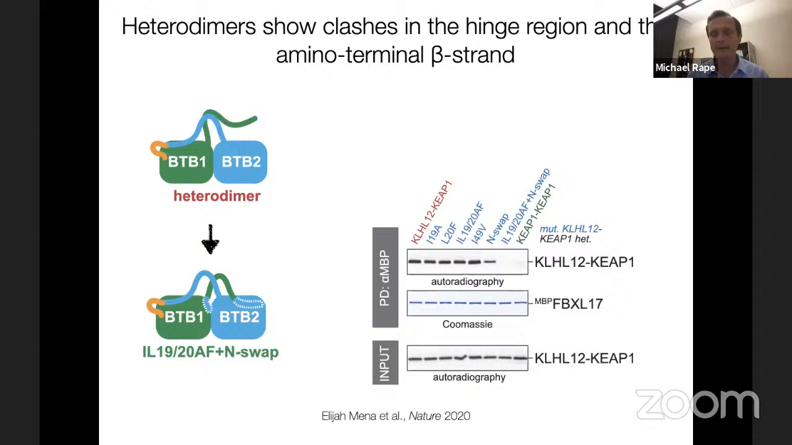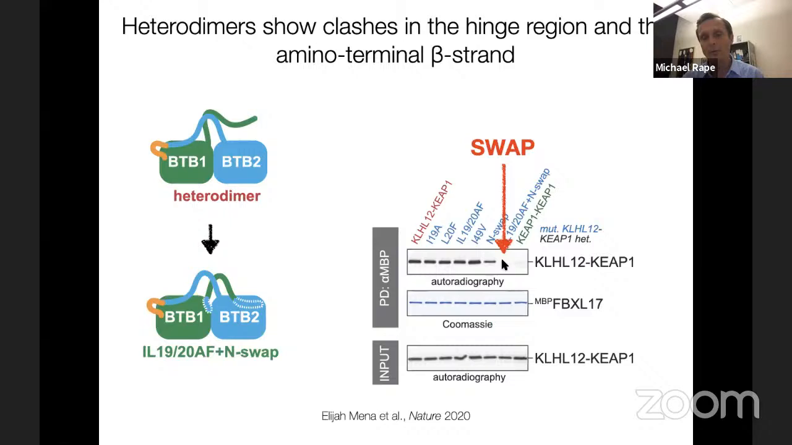That actually worked. This is the experiment. We have here FBXL17 bound to beads. We look for binding. This is the heterodimer between two BTB domains, and it's really, really nicely bound. This is the homodimer, and it's not bound at all. And now we make these swaps, and the one swap is shown here where we displace the hinge region and the beta strand, basically allowing the beta strand to be in position, even though everything else is a heterodimer. And this heterodimeric protein with just this amino terminal lock in place is not recognized anymore.